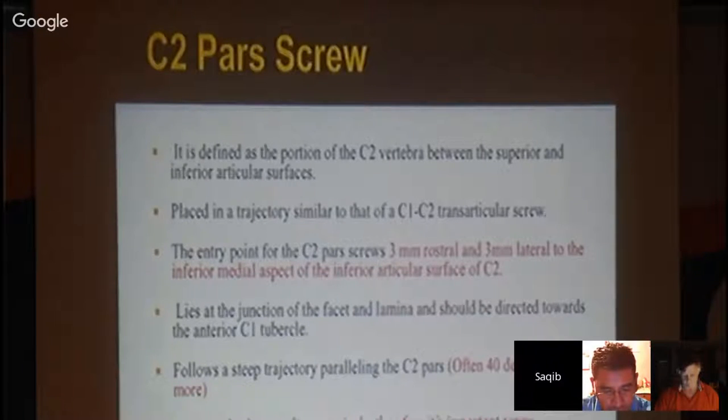Often there is a trajectory of 40 degrees or more that needs to be followed for the pars screws. It lies at the junction of facet and lamina and should be directed towards the C1 tubercle. And for that, obviously, you need the imaging. And without imaging, you shouldn't be doing this procedure at all.